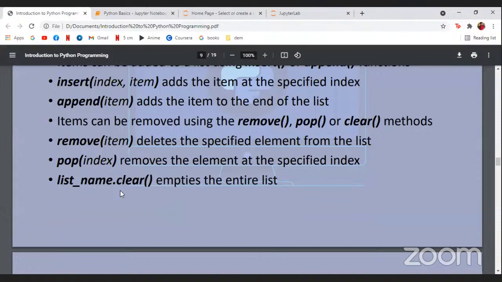Right? And clear just clears the entire list. So you're just left with an empty list.